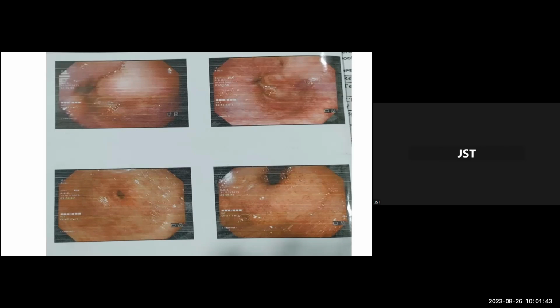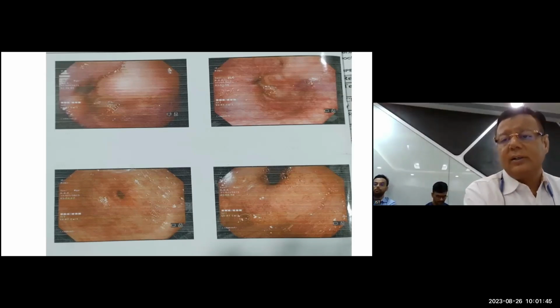Yeah, sorry, actually we lost the connection. So we have to reconnect it through the other mode.